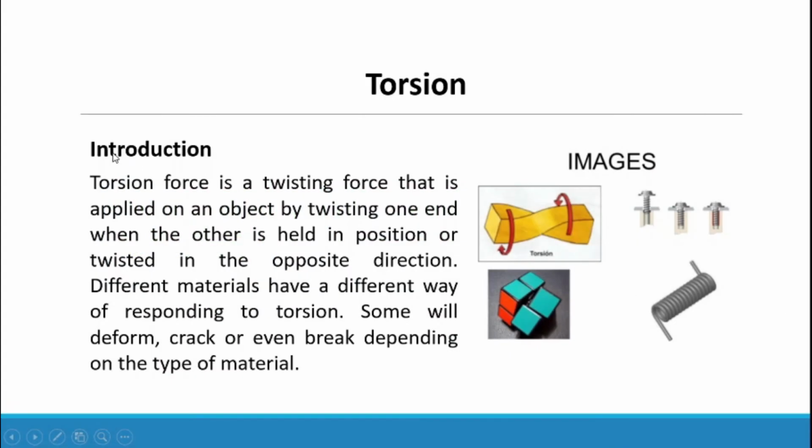Torsion. Introduction. Torsion force is a twisting force that is applied on an object by twisting one end when the other is held in position or twisted in the opposite direction. Different materials have a different way of responding to torsion. Some will deform, crack, or even break depending on the type of material. So these are the images when we applied a twisting force and will cause torsion.